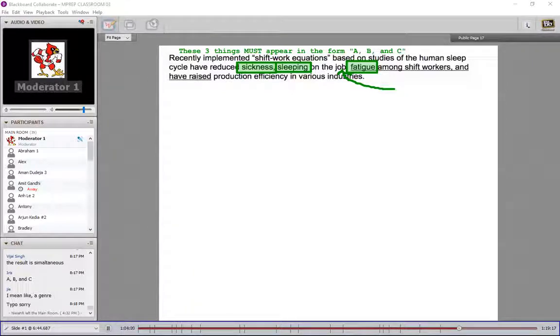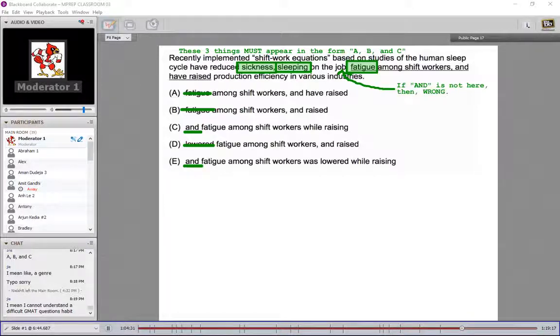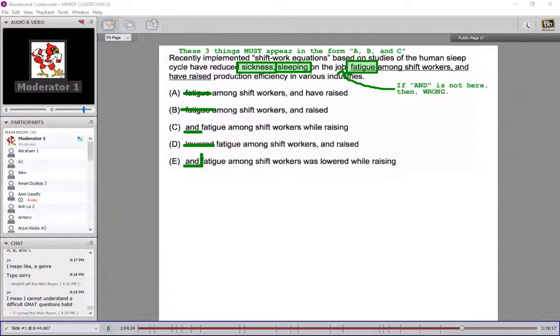So the first word of the underline has to be "and." If it's not, wrong. Period. End of story. No reason to look past the first word. Well, look at that. That means that three choices are immediately gone. Gone, gone, gone. Anything that does not say "and." The only choices that are left are C and E.